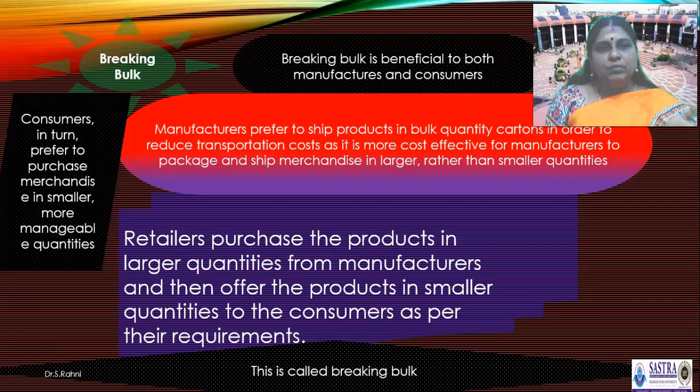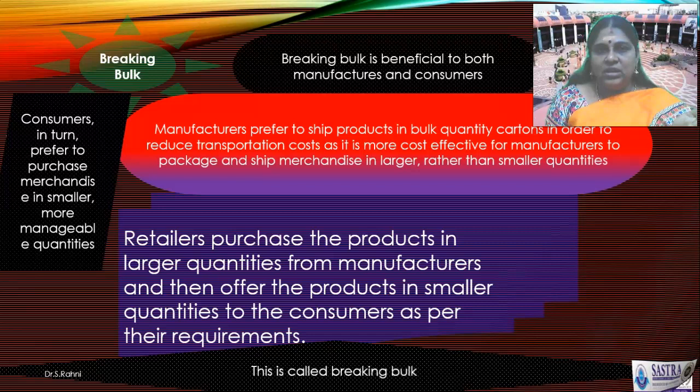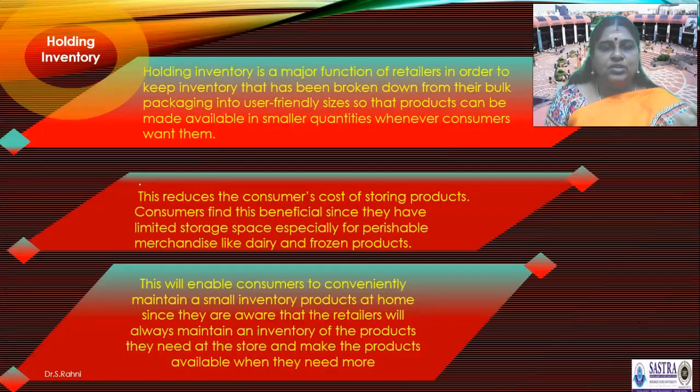Consumers in turn prefer to purchase merchandise in smaller, more manageable quantities. So the retailer purchases in bulk, reduces the sizes or divides it into small denominations, and sells the products to the retail outlets. Both the manufacturers as well as the consumers will be benefited.